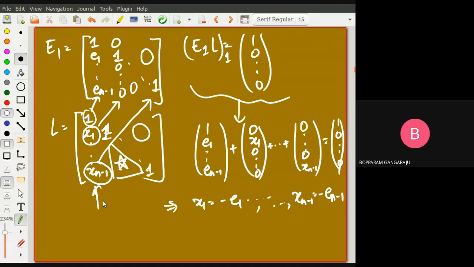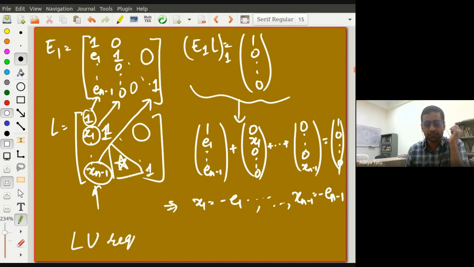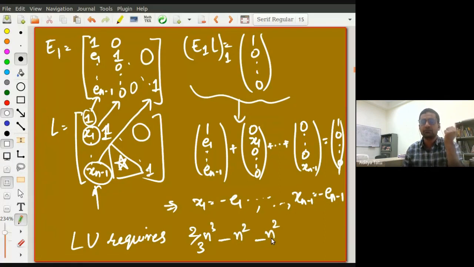Yes, sir. Okay, so is it clear? LU decomposition requires, what was it? Some horrible number, 2 by 3 n cube. I don't remember the constants here.